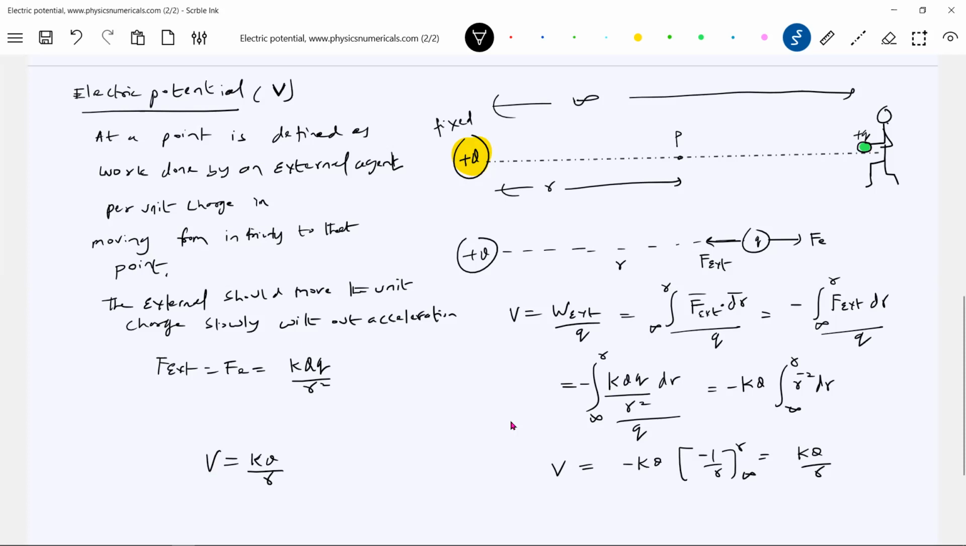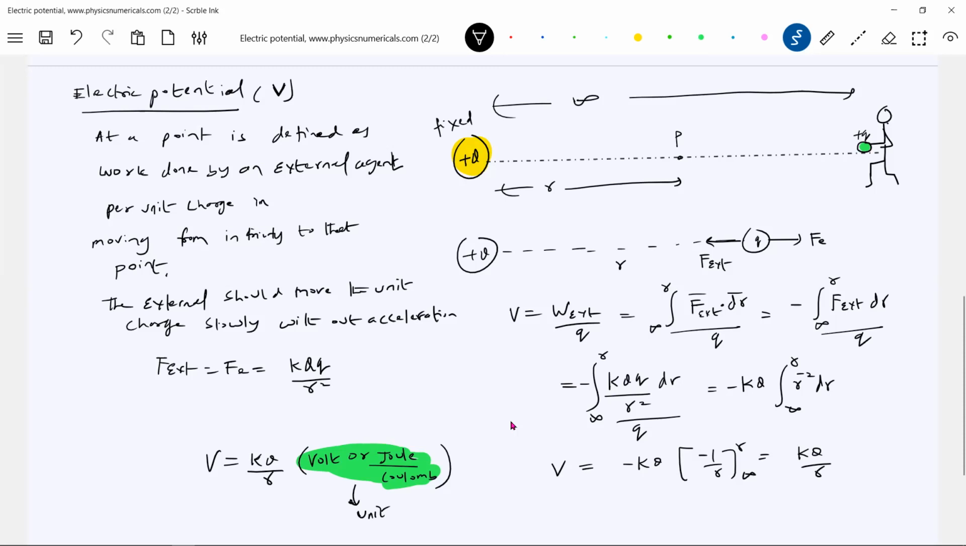Now, what is the unit for this? The unit for this will be volt, or joule per coulomb. The SI unit is the volt, which we take. This is the unit. Like this, the potential idea is brought here.